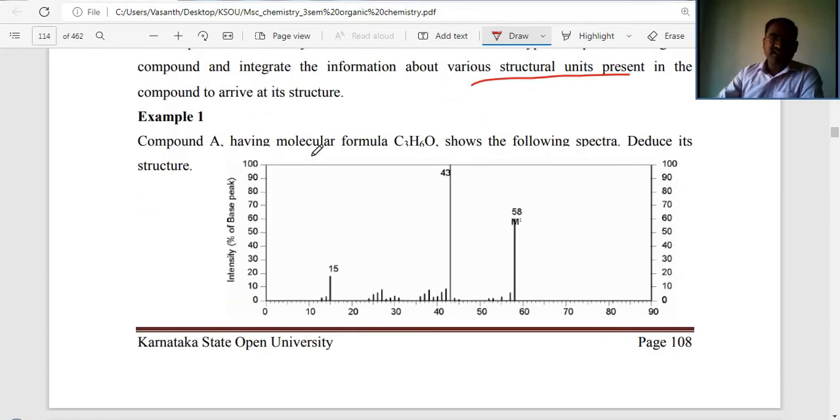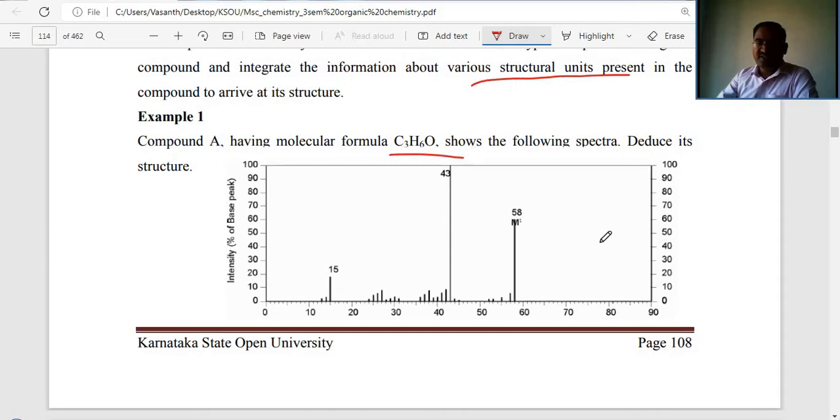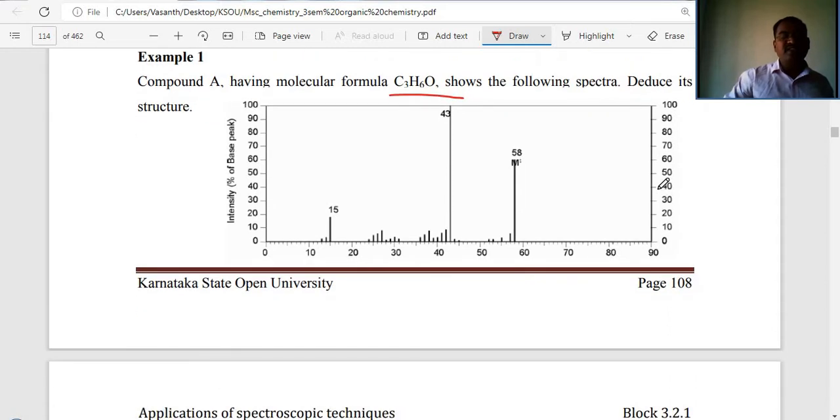We consider examples. Here, the molecular formula is C3H6. Show that the following spectra reveal its structure.